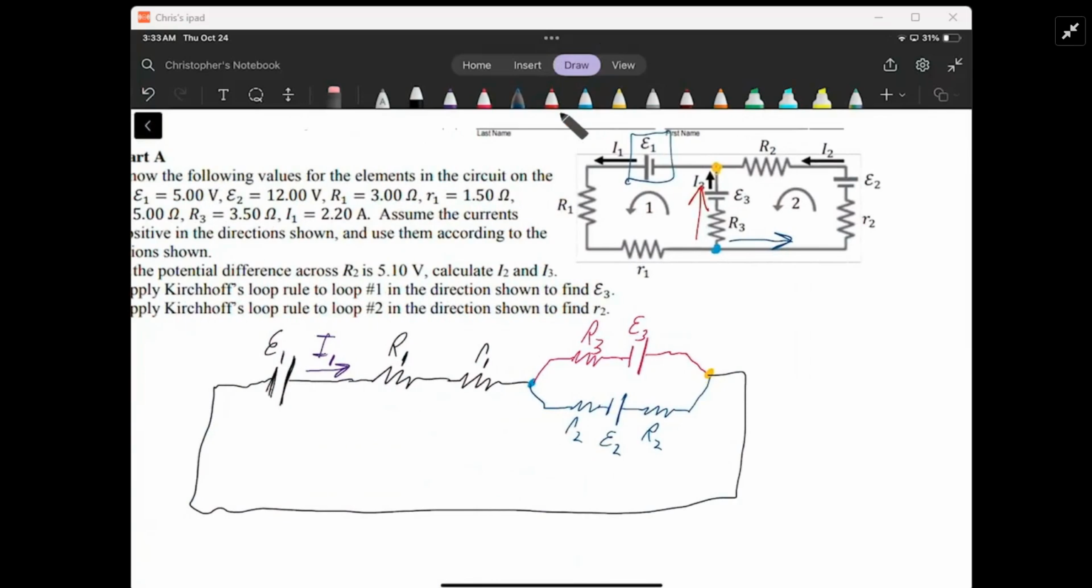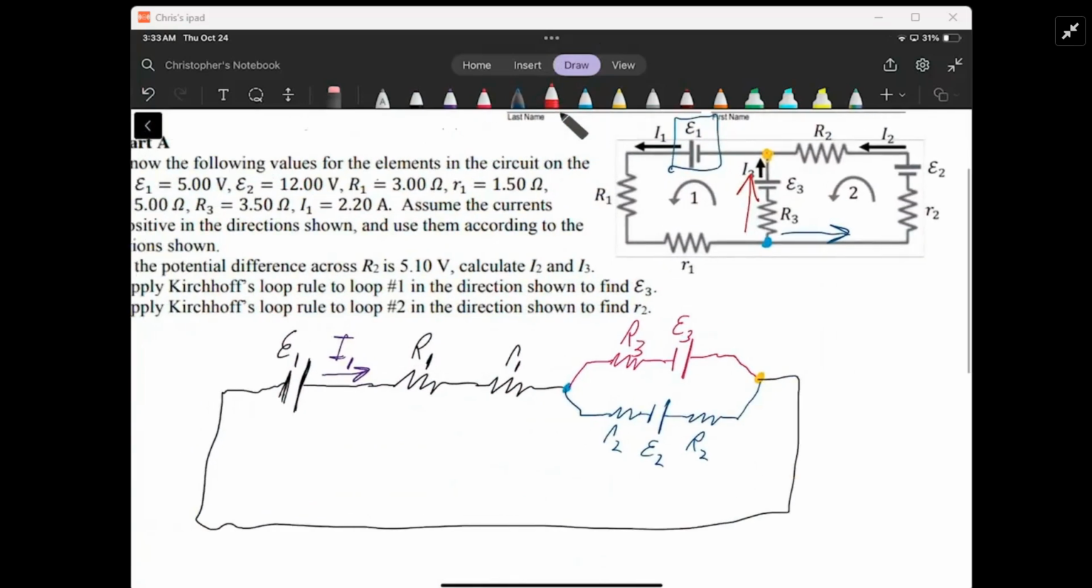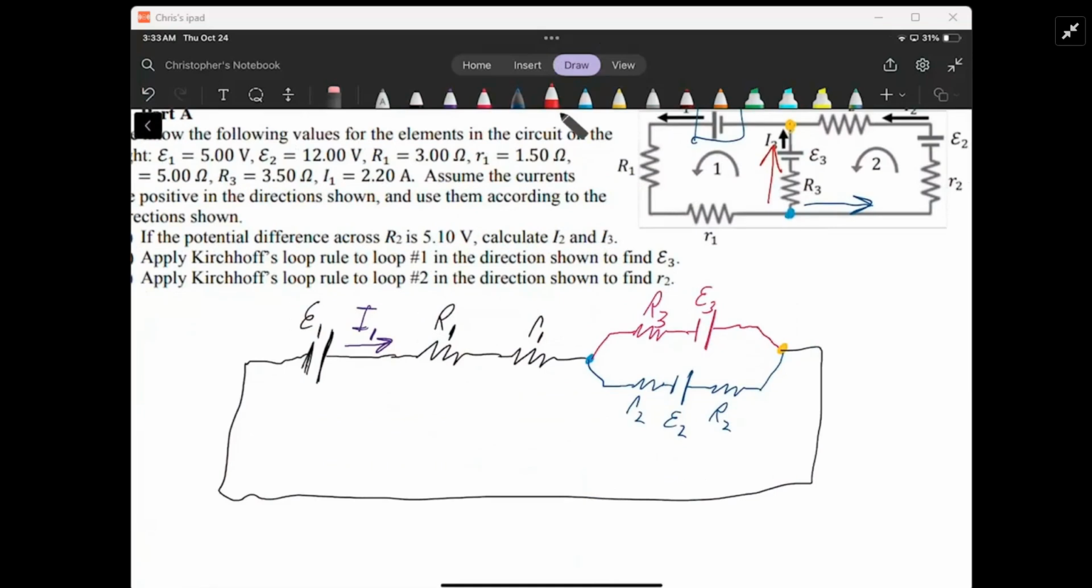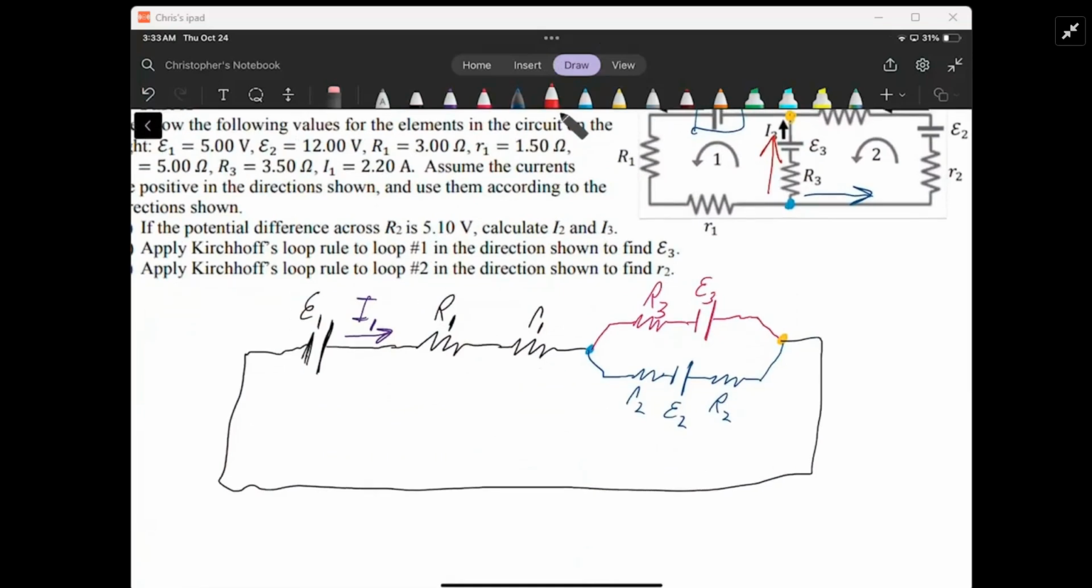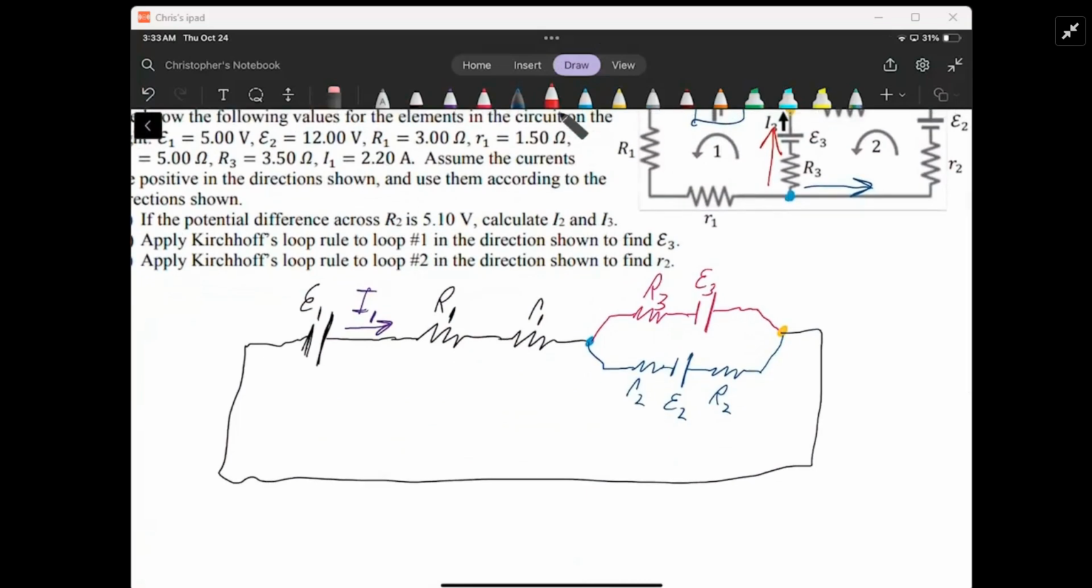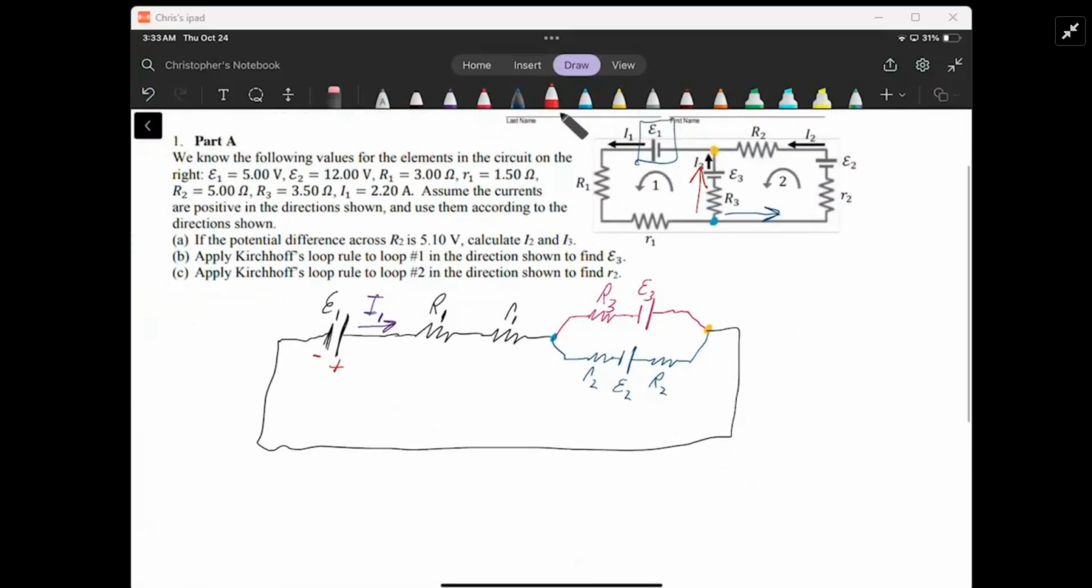So also what I like to do from this point forward is I like to label every battery and resistor with a positive and negative sign. So what I would like to do is I would give this a negative and this a positive, because I know that the overall current is moving to the right.